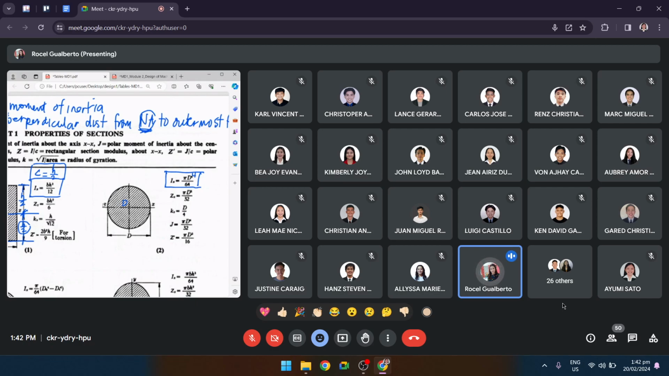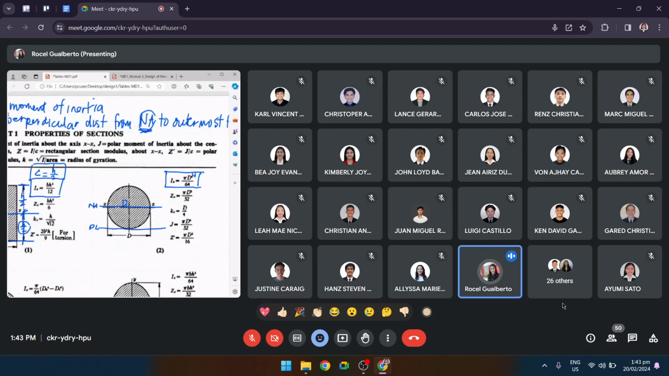So what about the value of C? How do you again obtain the value of C? You set first the datum line. This is the datum line, the bottom, and then here is your neutral axis.